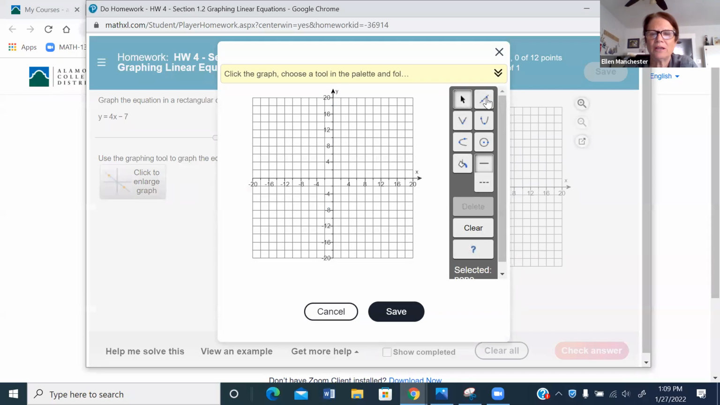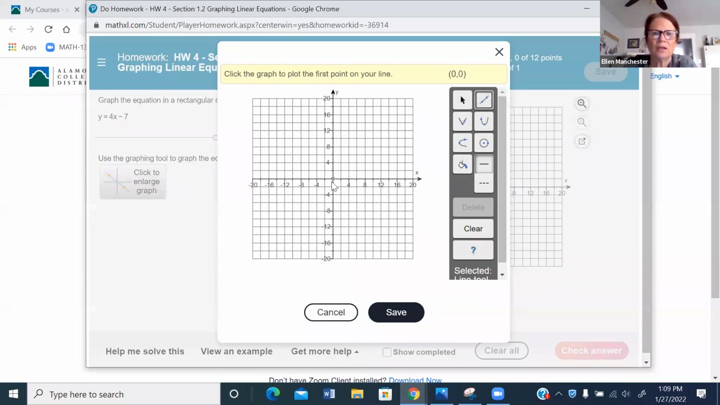Graph, click on my tool. I'm going to come down to -7, and I have to watch that ordered pair up there in the yellow. I can't point to it because it'll mess it up. Do you see how it says 0, -7? Now I click. Now I'm going to go up 4 and then over 1.